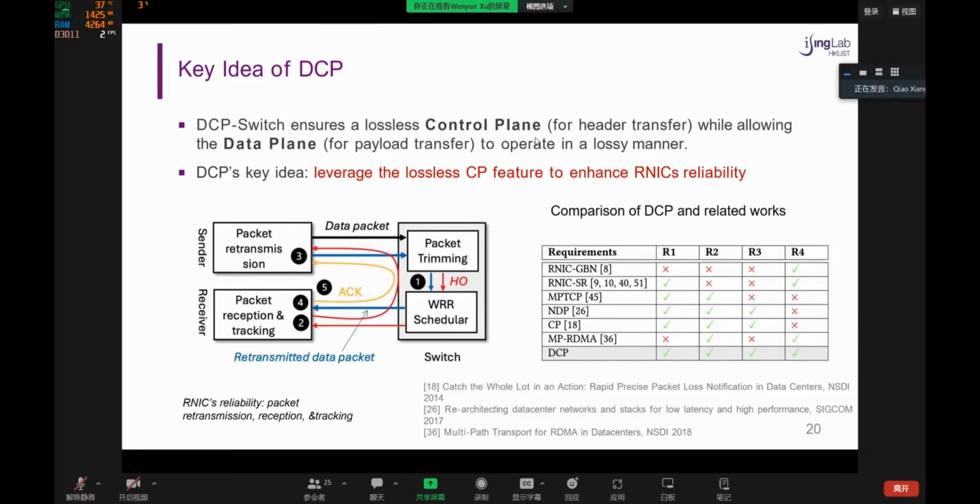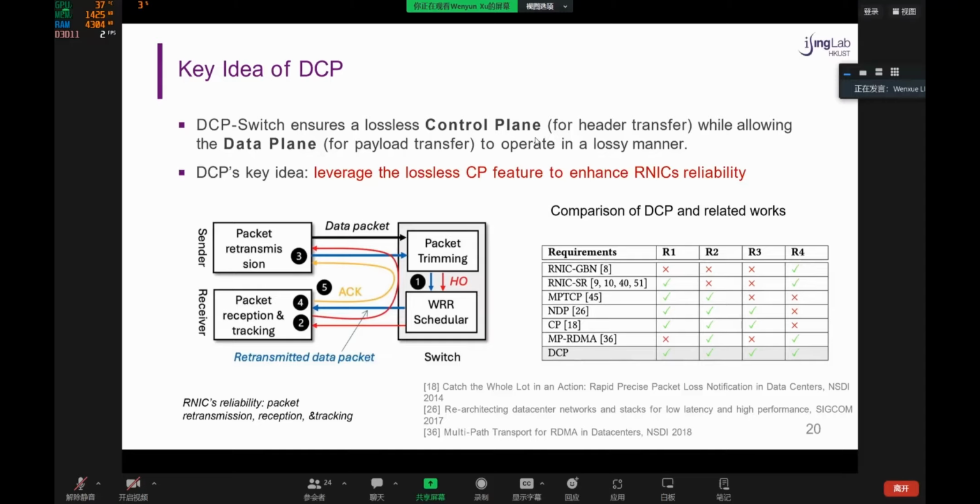Okay, cool. Wenxue, can you hear me? Yeah. Okay, basically my question is, the design of header-only retransmission is, to me, very related to the design of NDP, right? I think in NDP they also trim the data payload, right? So what's the key difference here?